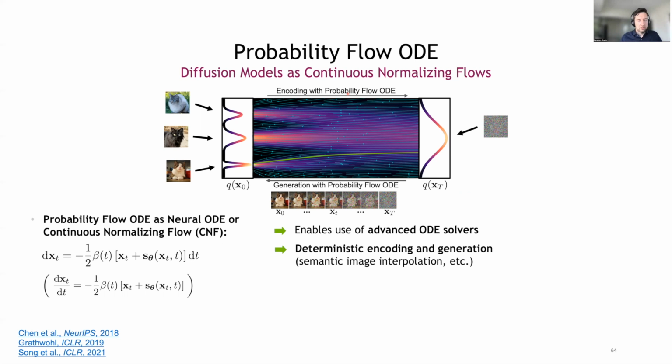But there are more advantages. This ordinary differential equation, I can run this in both directions. I can run it as generation, where I go here from the right to the left, where I sample noise from my prior distribution and then go to the left to generate data. But similarly, given a data point, I can also run the probability flow ODE in the other direction and encode this data point in the latent space of this diffusion model, this prior space. So this is interesting, and this allows for interesting applications, for instance, for semantic image interpolation.